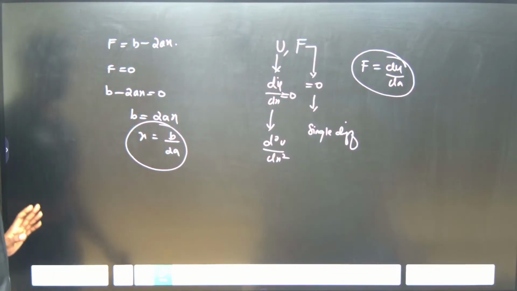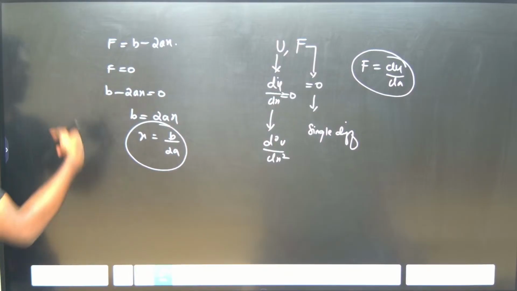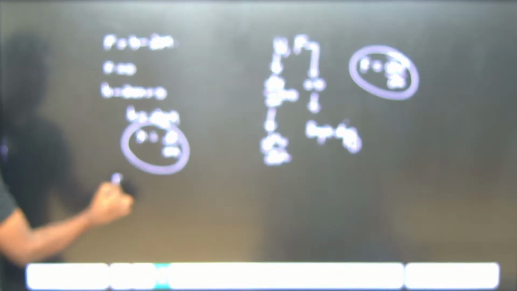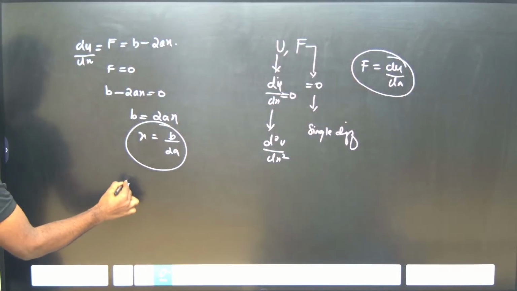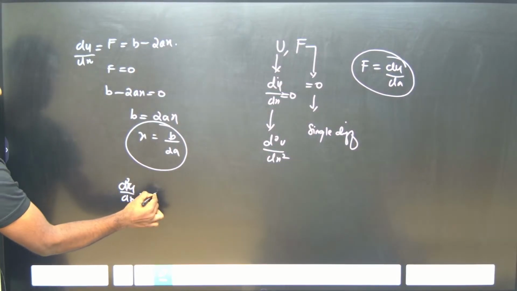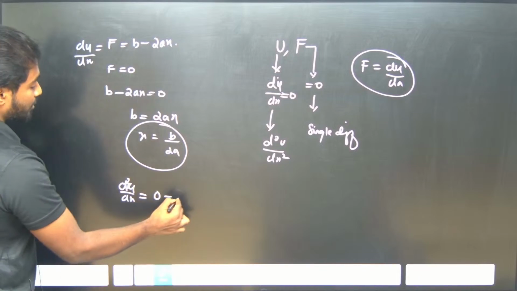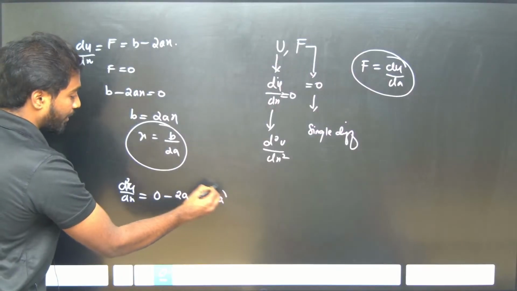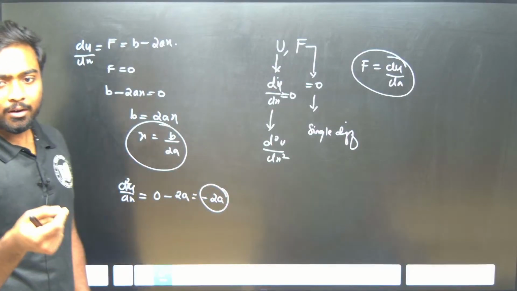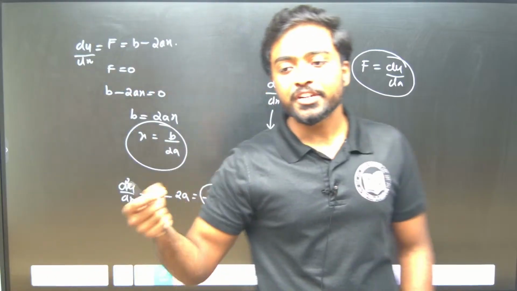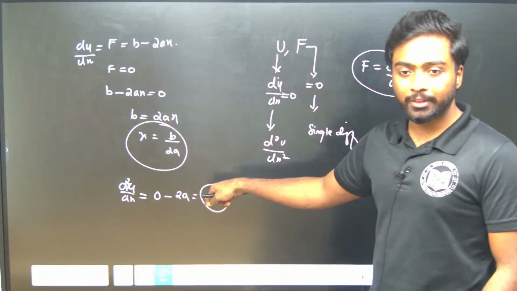Now differentiate that equation, what will we get? If I differentiate that equation, f is equal to du by dx. So d square u by dx square will be equal to 0 minus 2a, which means this is minus 2a. There is no variable to substitute there, it's a constant. What constant? Minus 2a is the constant.